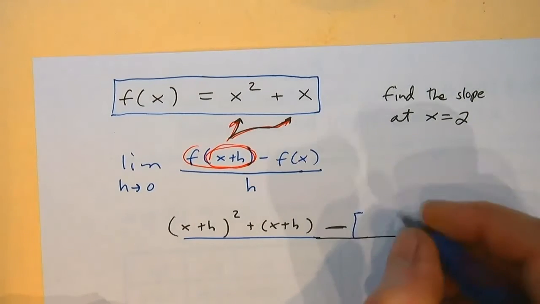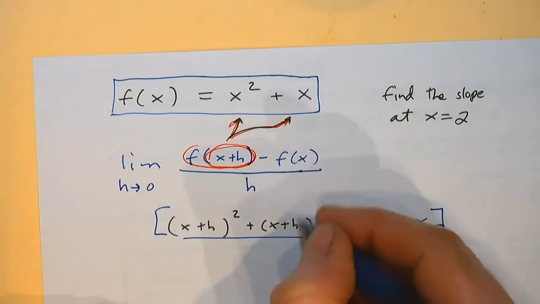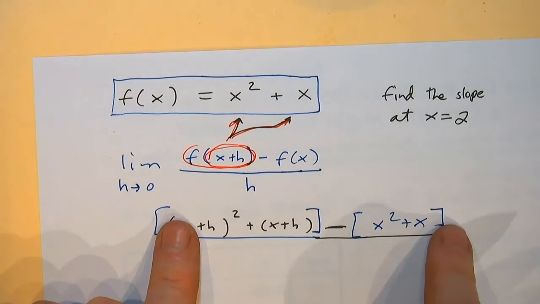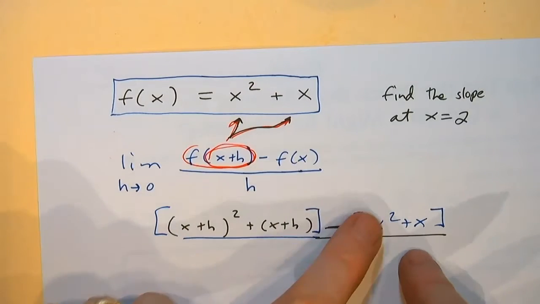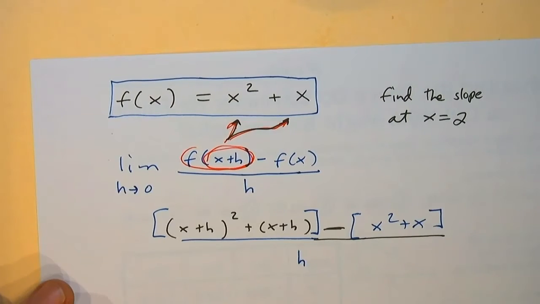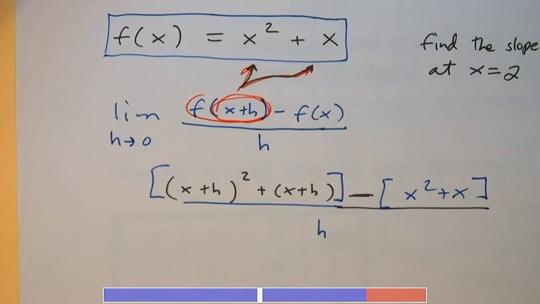I should put a bracket here like this, x squared plus x, and I'll put a bracket here. That way I can really see the first part and the second part, the y2 and y1. So I plug this in, subtract the original. And on the bottom, all I have to do is write h. Solve that. How do I solve it? I told you you have to be good with your algebra skills, didn't I?